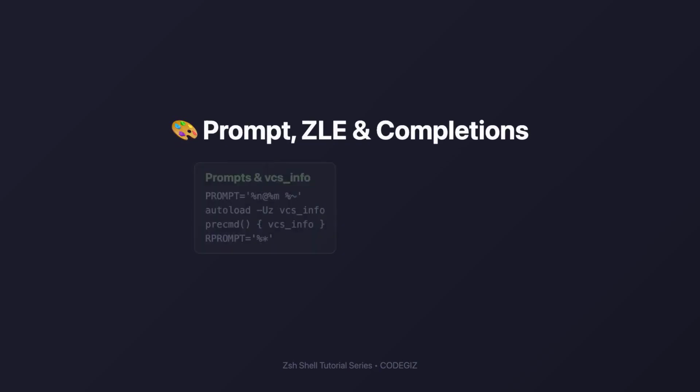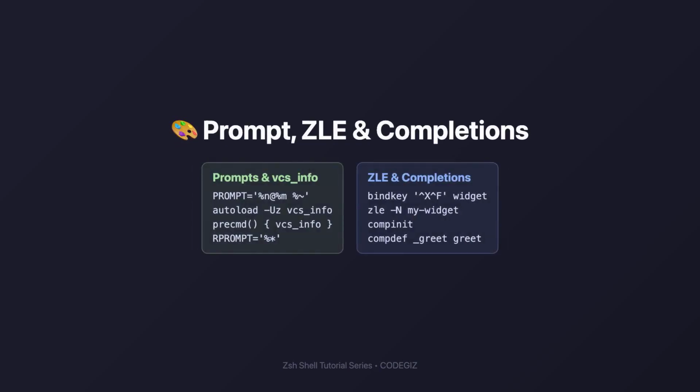The ZSH prompt is fully customizable with escape codes. vcs_info adds git branch info to your prompt. RPROMPT shows content on the right side. ZLE lets you create custom key bindings and widgets. The completion system makes commands context-aware.